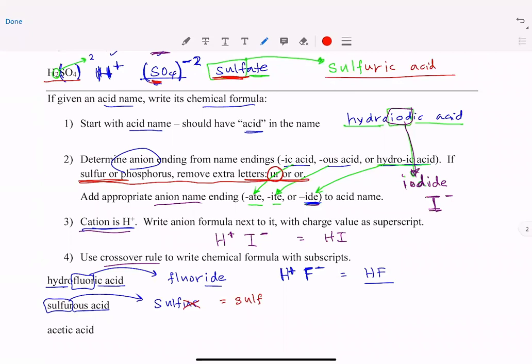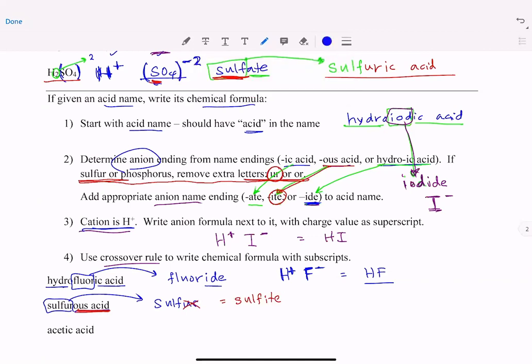And now we add what goes with the OUS acid. The name ending for OUS acid is this ITE. So ITE is the name ending. Sulfite is the anion name. So we want the chemical formula for sulfite. Where are you going to find that?